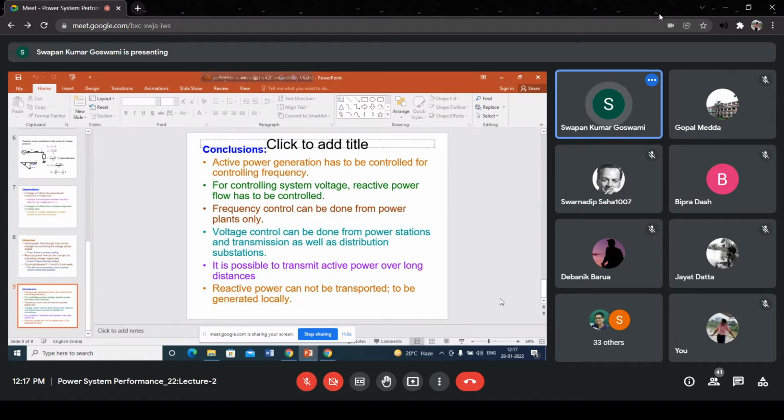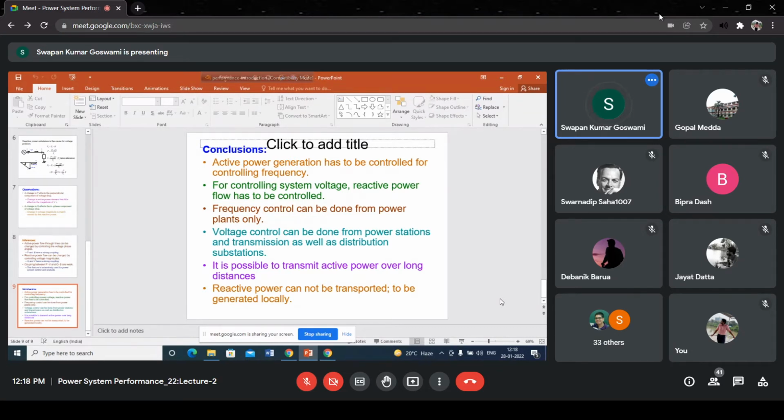Frequency control can be done from power plants only. This is another conclusion. Why? Because for frequency control you have to control the active power generation. If you control active power generation, where does this have to be controlled? Obviously from the power plant, because active power cannot be generated outside the power plant. So at the power plants only, you can have the facility of controlling the frequency.